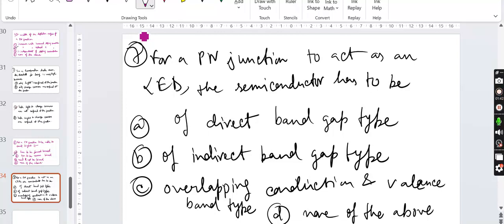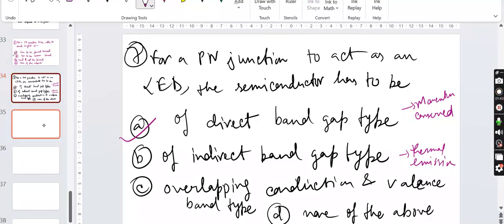In a direct bandgap semiconductor, the conduction band minimum and valence band maximum are at the same crystal momentum, and we need that. In the direct bandgap type, momentum is conserved, so all the excess energy to conserve the energy will be emitted as light. For indirect bandgap, that is not going to happen. Thermal emission is going to happen there. So we need direct bandgap type.